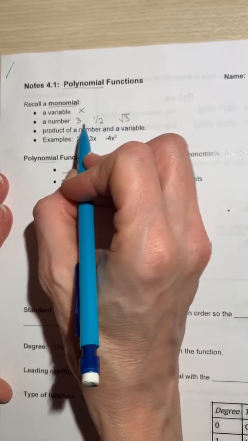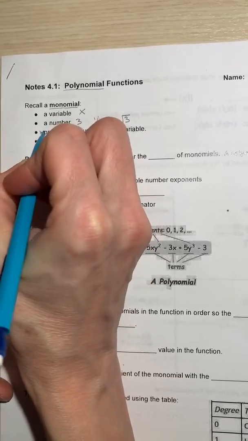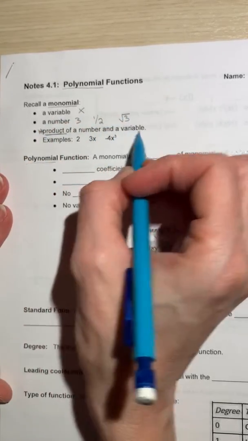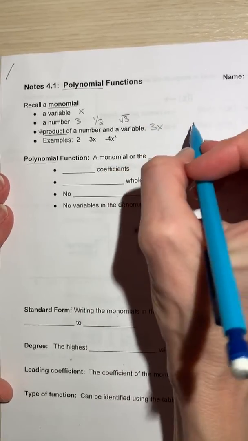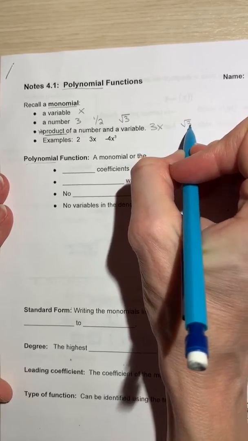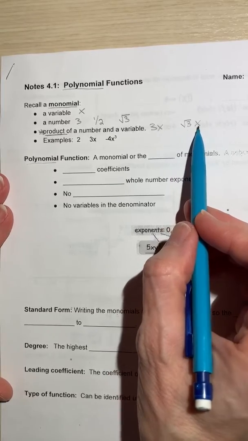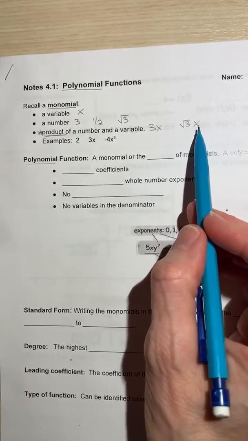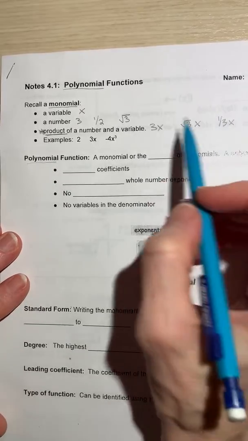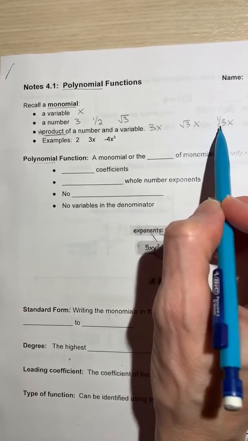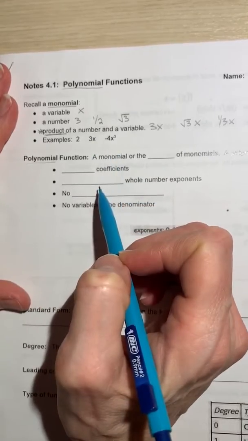If you take a variable and you multiply it by a number, so that's what this says, the product means to multiply, the product of a number and a variable. So that would look like 3 multiplied by x, or 3x. Could be something like this, square root of 3 times x. As long as the square root is on the number and not the x, we're fine. That is a monomial. Could be a fraction with an x. So plain old number, or one of these other numbers that would, if you put them in the calculator, be a decimal. Here's some other examples.